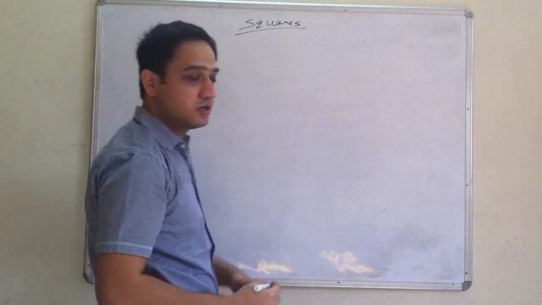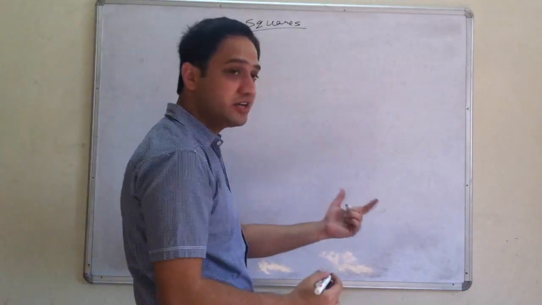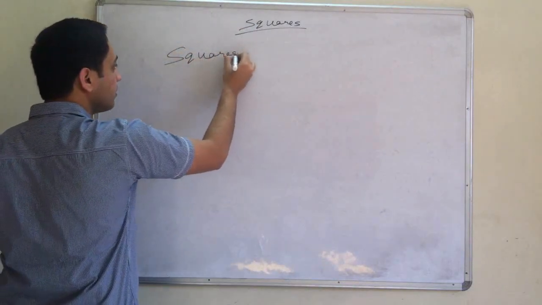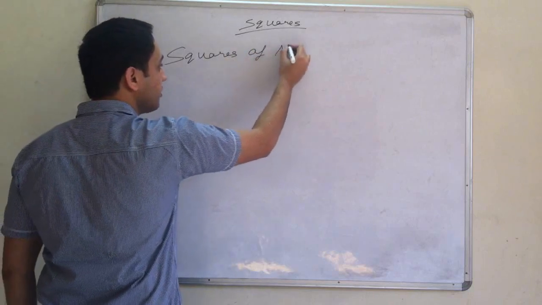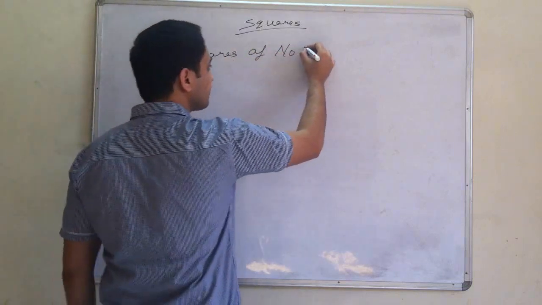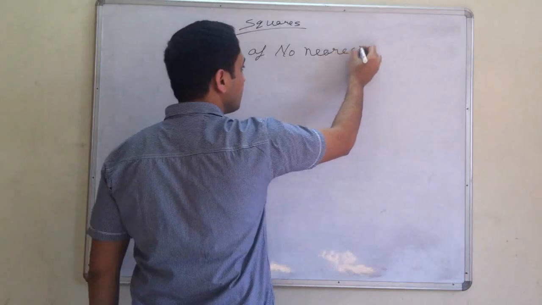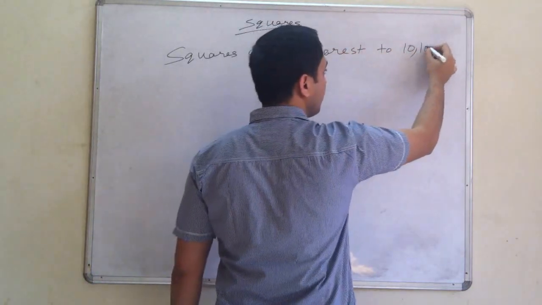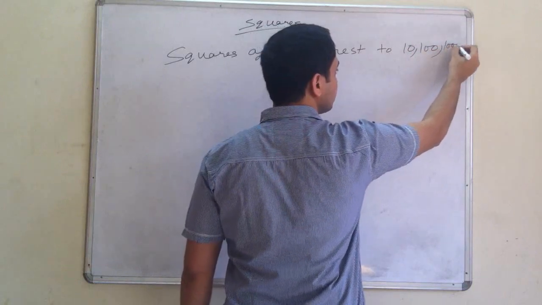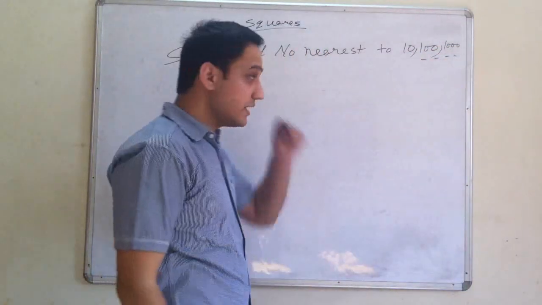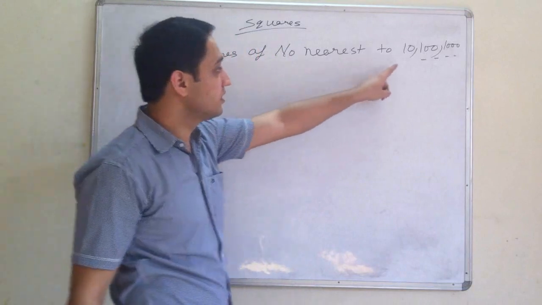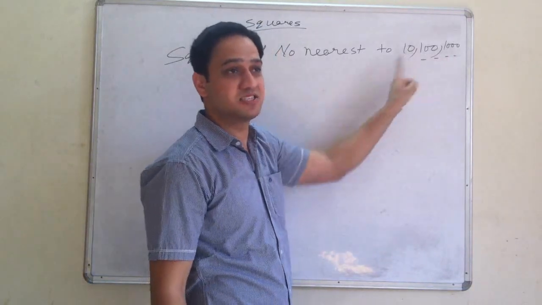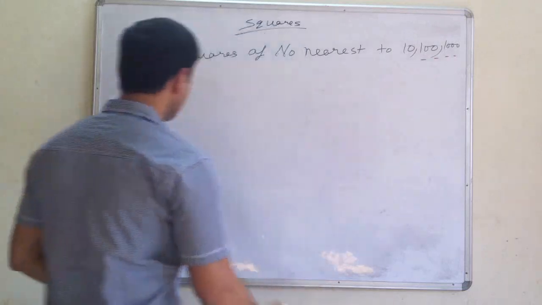So the next technique which we will learn is squares of numbers nearest to 10, 100, 1000 and so on. That means you can take these numbers, 10, 100, 1000, as the base.